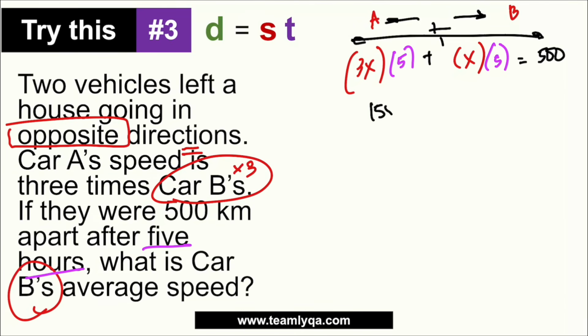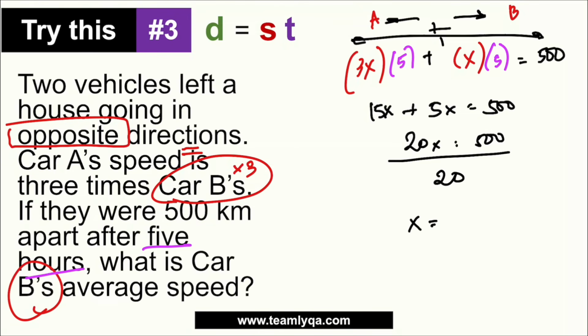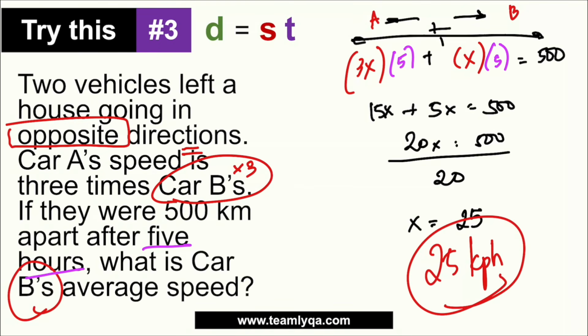3x times 5 is 15x. Plus x times 5, which is 5x, is equal to 500. So, this is 20x is equal to 500. Divide natin both sides by 20. X is equal to 25. So, ibig sabihin, ang speed ni car B ay 25 kilometers per hour. Now, ang tanong, ano naman ang magiging speed ni car A? Now, kung 25 siya, ibig sabihin, ang speed ni car A ay 3 times 25 or 75 kilometers per hour.